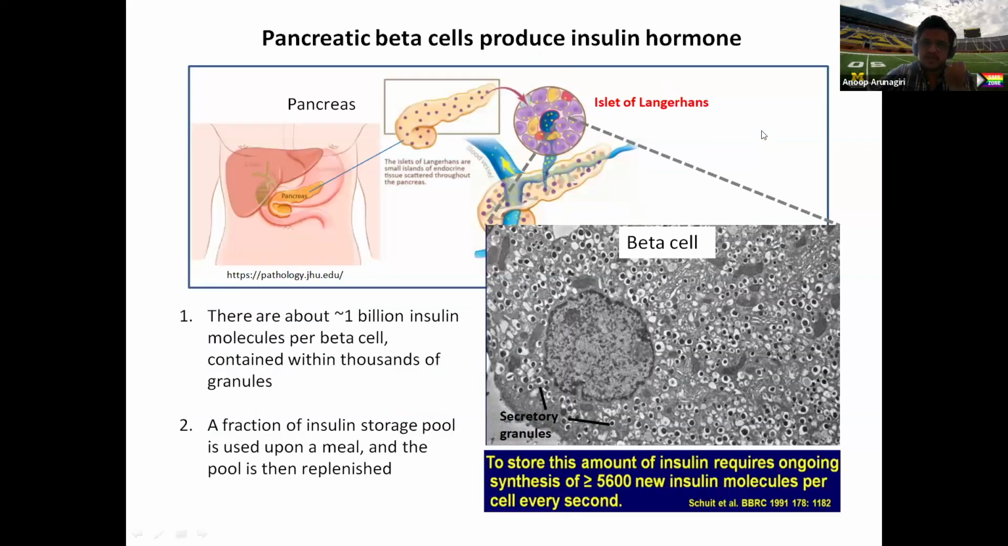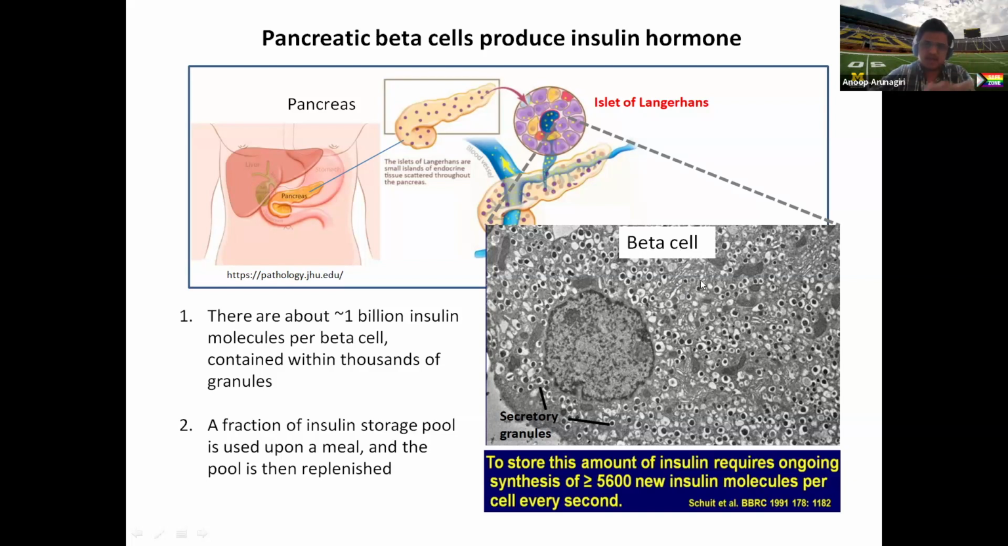Insulin is a small peptide hormone that is made in pancreatic beta cells. Beta cells reside in these small islands, or islets of Langerhans, which I'm going to simply call islets from here on. These islands are scattered throughout the pancreatic tissue. Within this, we have beta cells, alpha cells, and delta cells, each of them producing their respective hormones. Today, we'll be focusing on the beta cells.